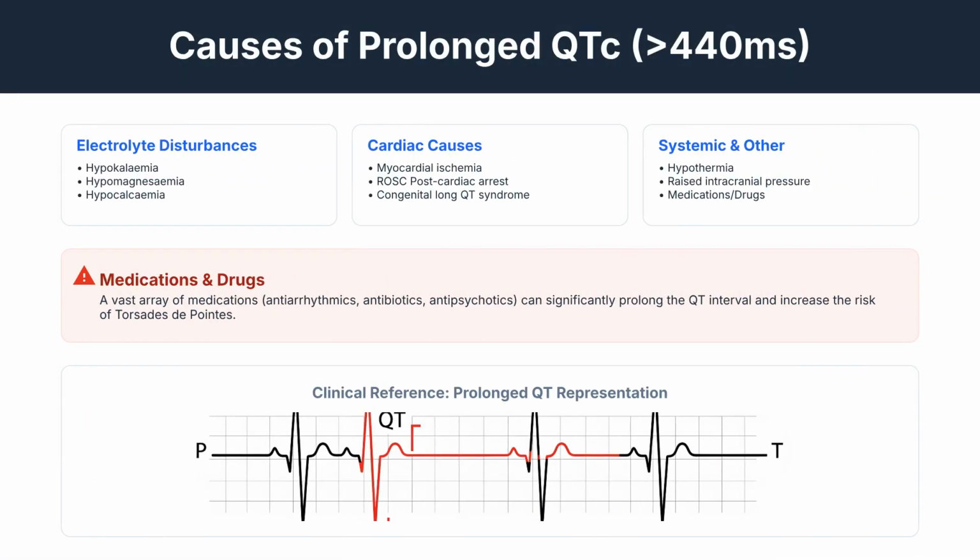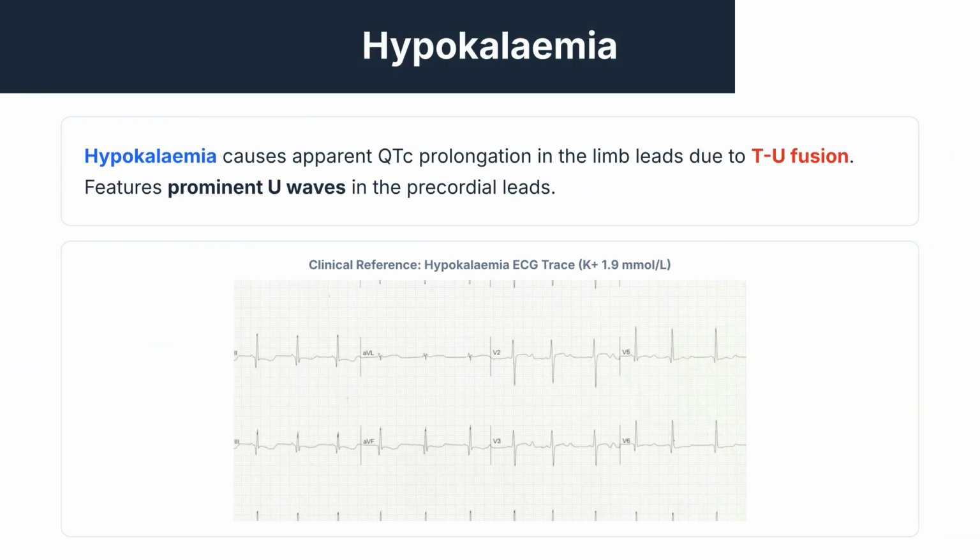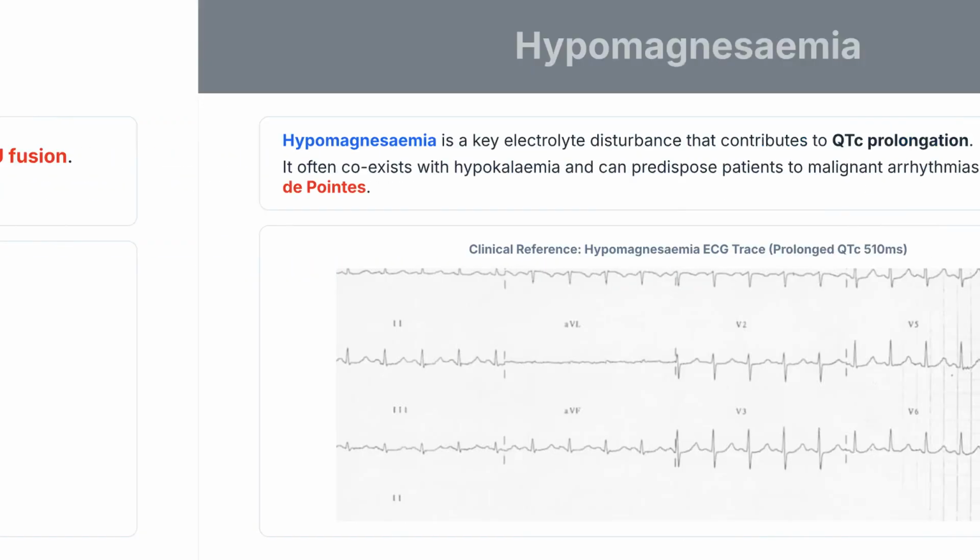Prolonged QTc, defined as over 440 milliseconds, can be caused by electrolyte disturbances like hypokalemia, cardiac issues like myocardial ischemia, and systemic problems such as hypothermia. A wide variety of medications can also prolong the QT interval. Hypokalemia causes an apparent QTc prolongation due to TU wave fusion in the limb leads and prominent U waves in the precordial leads. This phenomenon can complicate the accurate measurement of the true QT interval.